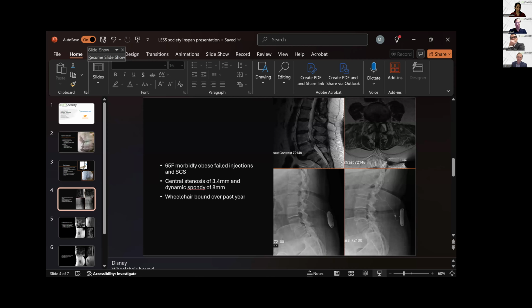Another great case, L4-5 in Spain. You can see the post-op images up there. Completely gone, the groin pain and the radicular symptoms, and a significant reduction in back pain as well.